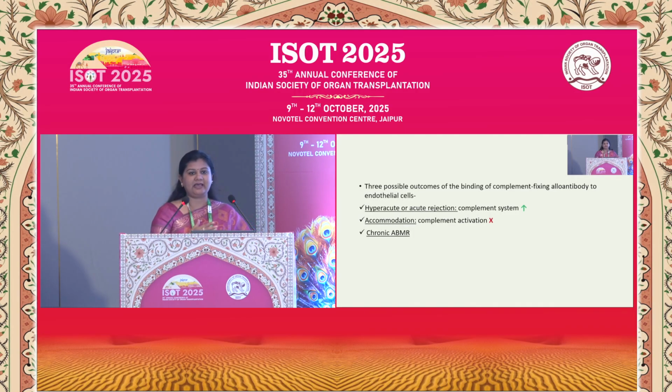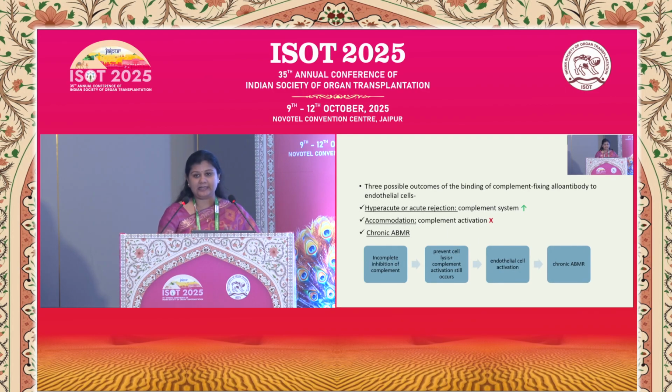So based on this mechanism, we can have three possible outcomes. Supposing the complement system is fully activated, switch on mode, then the case may go into hyperacute or acute rejection, which is a critical stage. If there is a complete halt, the biopsy may show features of accommodation, which I'll be discussing further. And then there is a third scenario in which there is an incomplete inhibition of complement. In this scenario, even though some degree of complement activation is present, and cell lysis was not there, some degree of endothelial activation will be present, and hence the transplant can go into chronic ABMR.